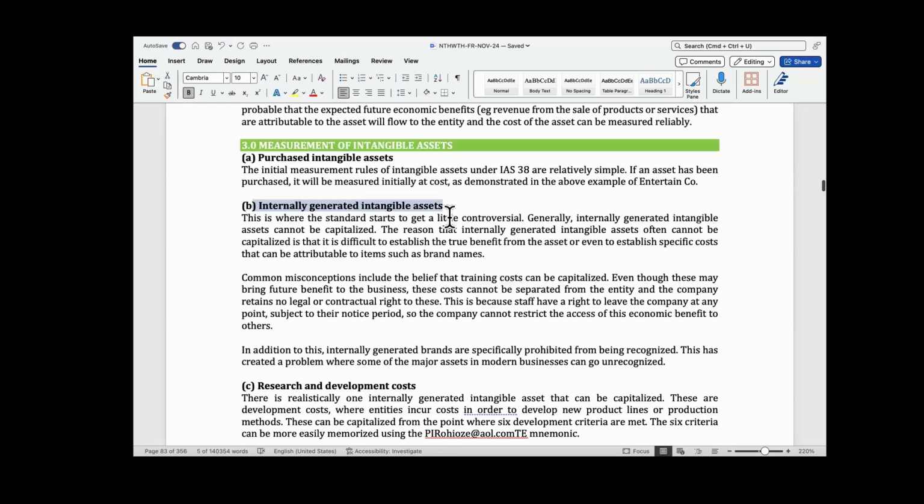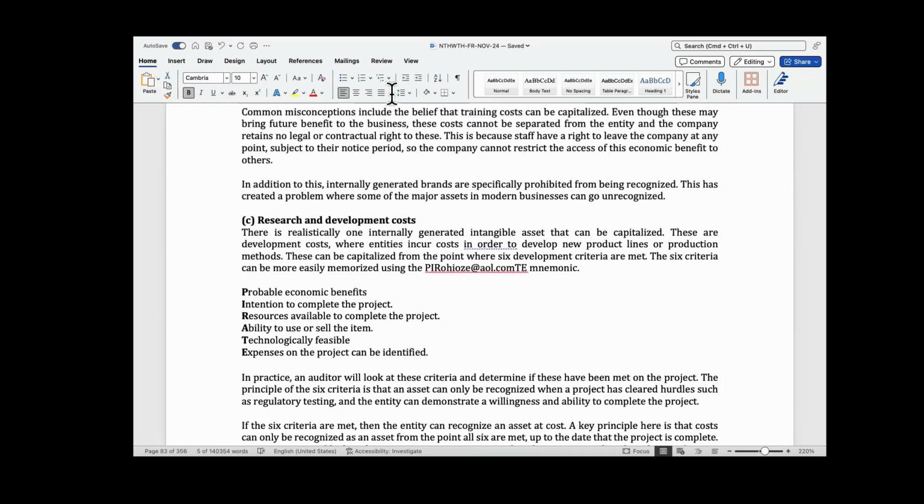Now, aside from that, there is another set of intangible assets that can originate as a result of research and development.